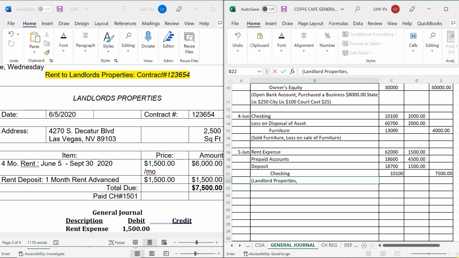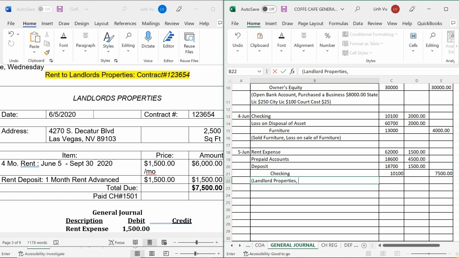What was the proof of my receipt? What is the proof that I had a transaction? Your check, so check number 1501. That's correct. So we're going to talk about that in a second. But what else is proof that a transaction occurred?